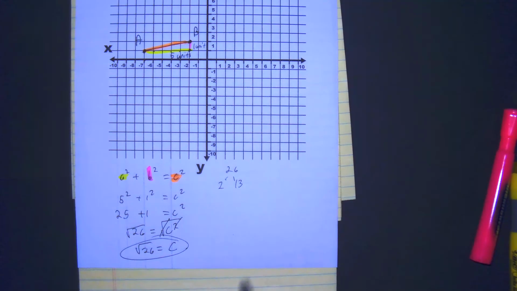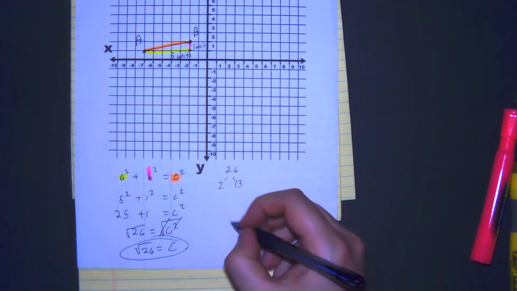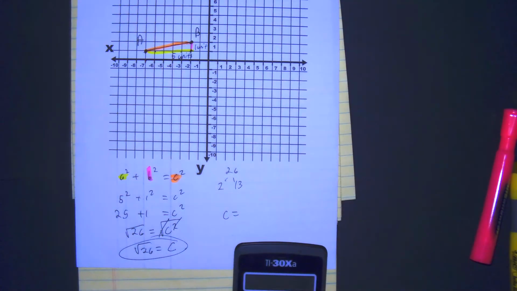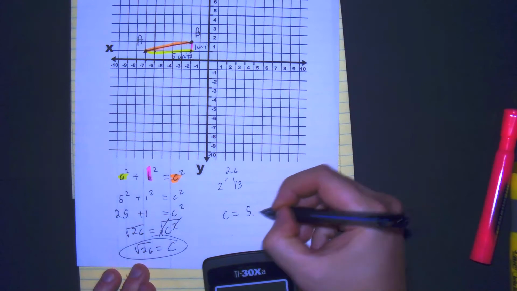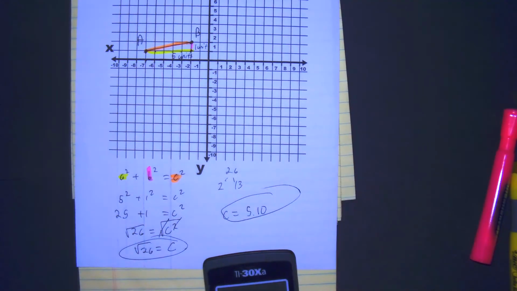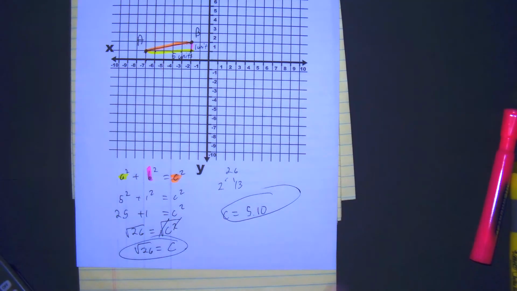Or you can just get your handy dandy calculator and figure out what c, aka the distance, is. So c here would be the square root of 26. I'll give you about 5 point, let's just say 5.10, rounded to the nearest hundredth. There you have it. That is how we can use the Pythagorean theorem.